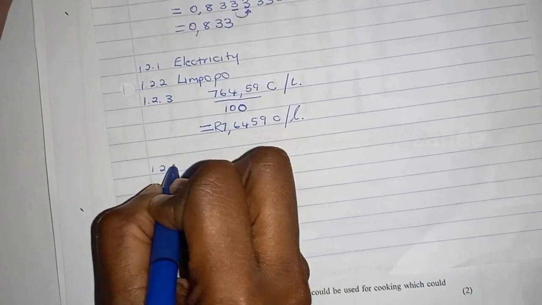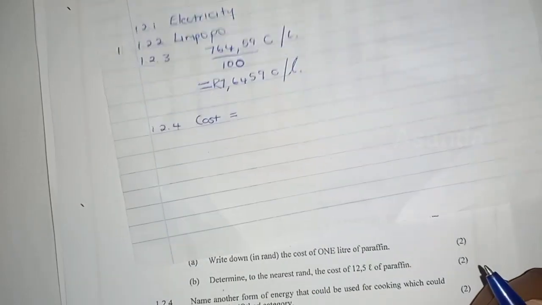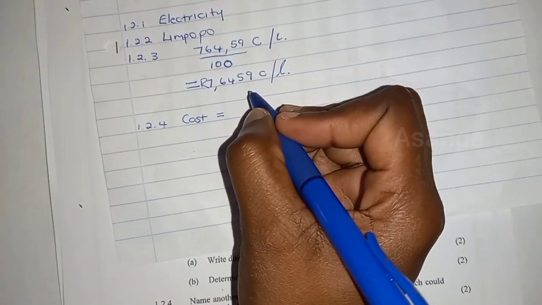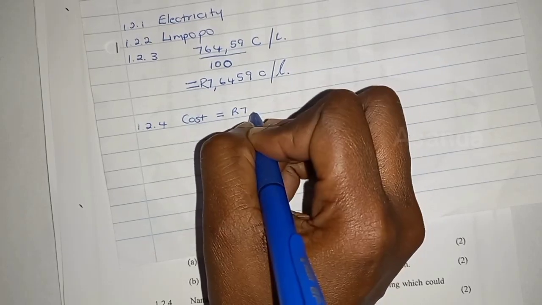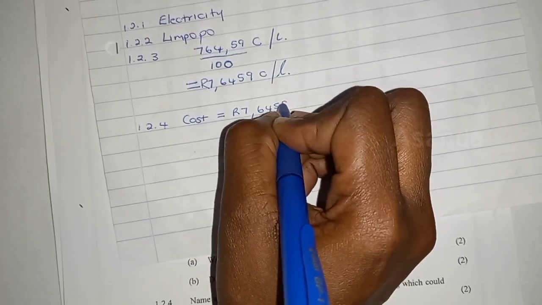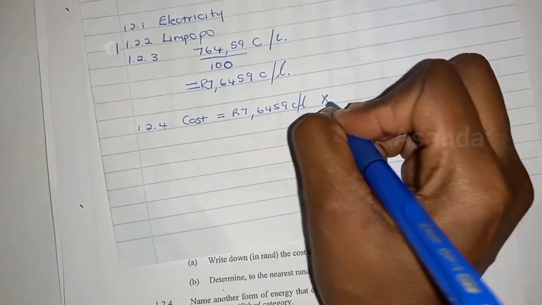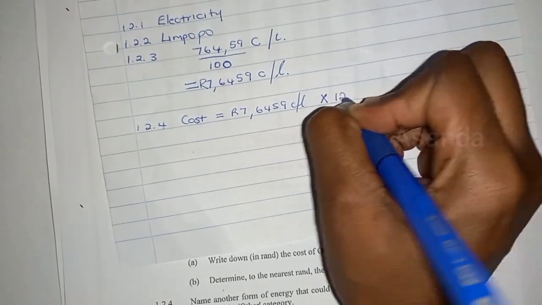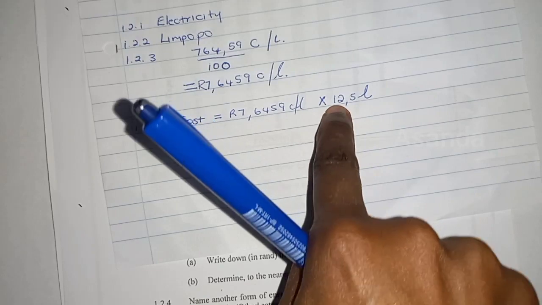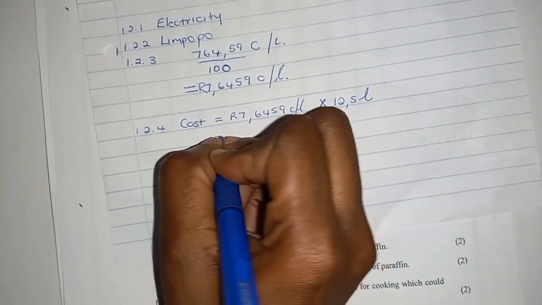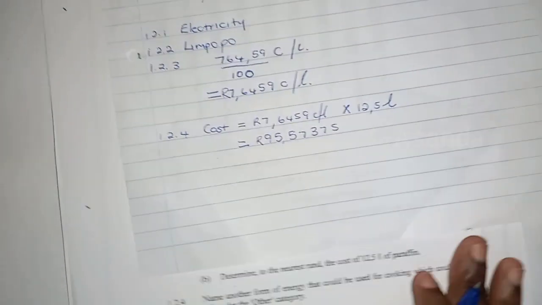So let's calculate. 1.2.4 is going to say the cost is equal to, right? 1 liter is 7 rand 6459 cents per liter, and then we don't have 1 liter, so we're just going to multiply that by the number of liters, which is 12.5 liters. So if we had 2, we were going to multiply by 2, but we have 12.5, so we're going to multiply by 12.5. 7375. Now we come to the rounding off part.